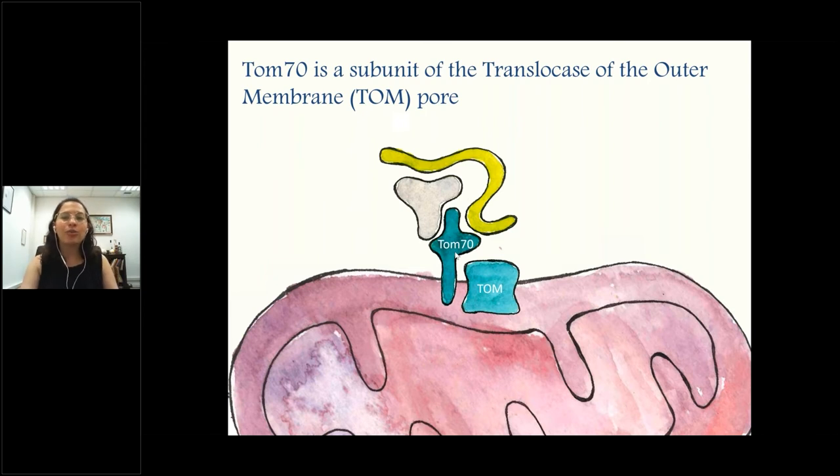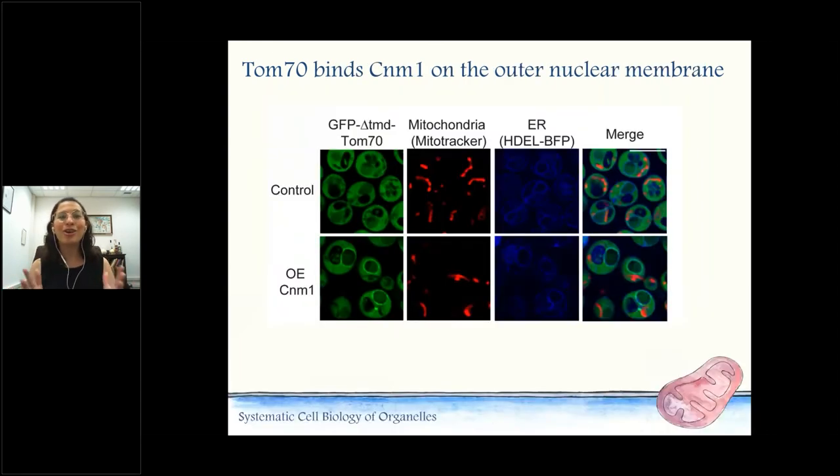So you can ask, okay, this can be either a direct effect, that TOM70 can bind CNM1 and they form the contacts together, but this can also be due to an indirect effect, because it might be that TOM70 is responsible for importing a different protein into mitochondria, and that is why we got it as a hit. So as you can see here, TOM70 has a transmembrane domain, and we did several experiments to check if this is a direct or an indirect effect. And to make a long story short, we found that it is a direct effect, and we think that TOM70 can directly bind CNM1.